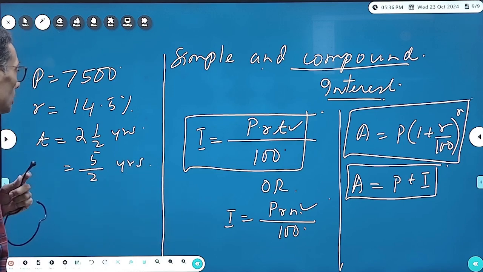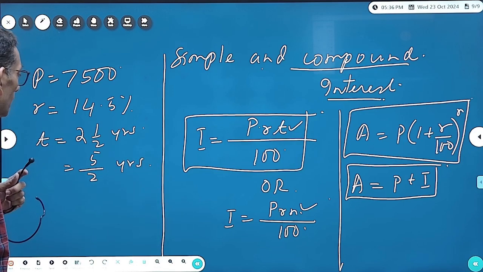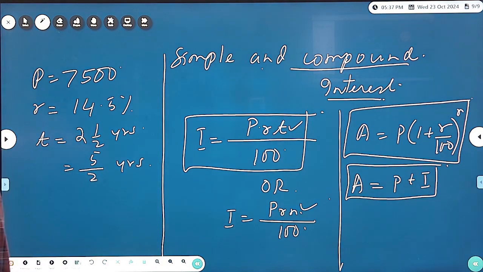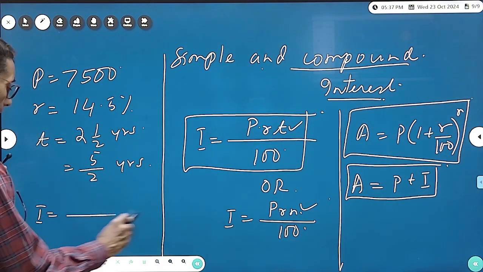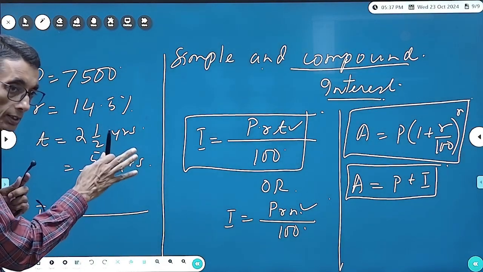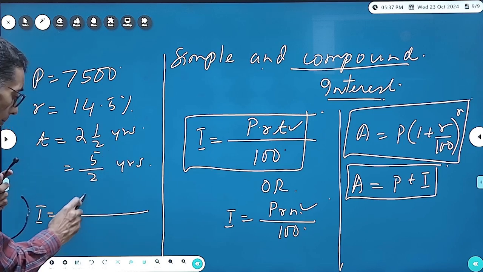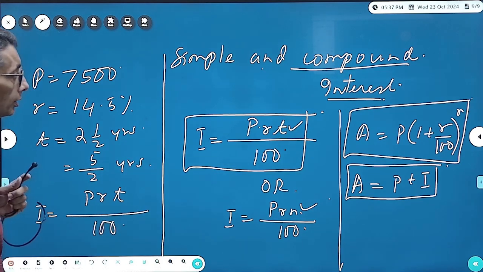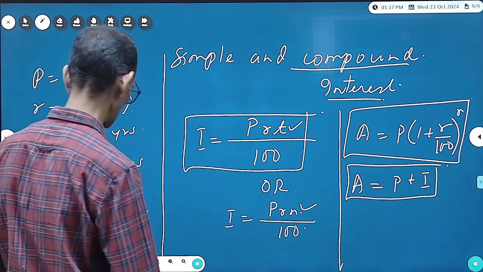So what is the amount that he has to repay? First we'll calculate the interest. Interest I is equal to, what is the formula? It's a simple interest, so again the simple interest formula: PRT by 100. Use that now.